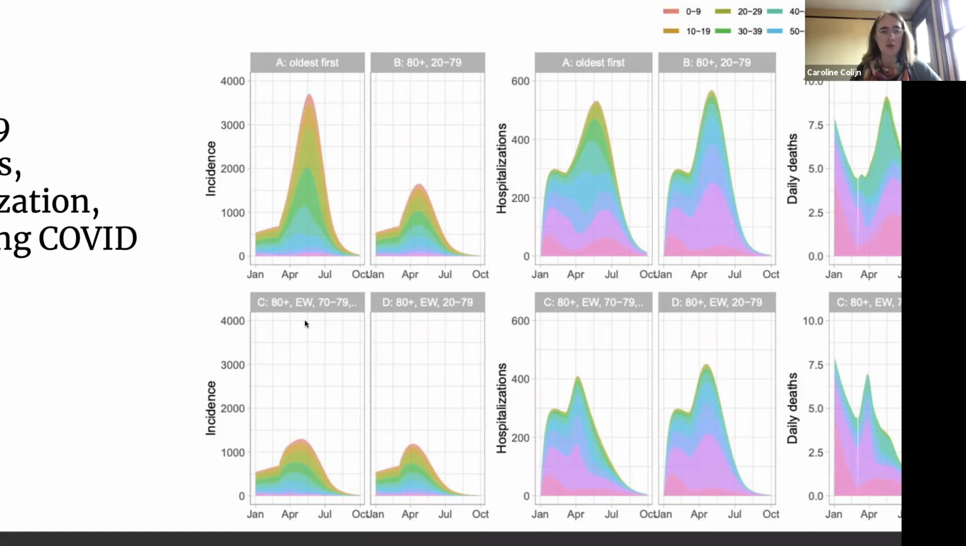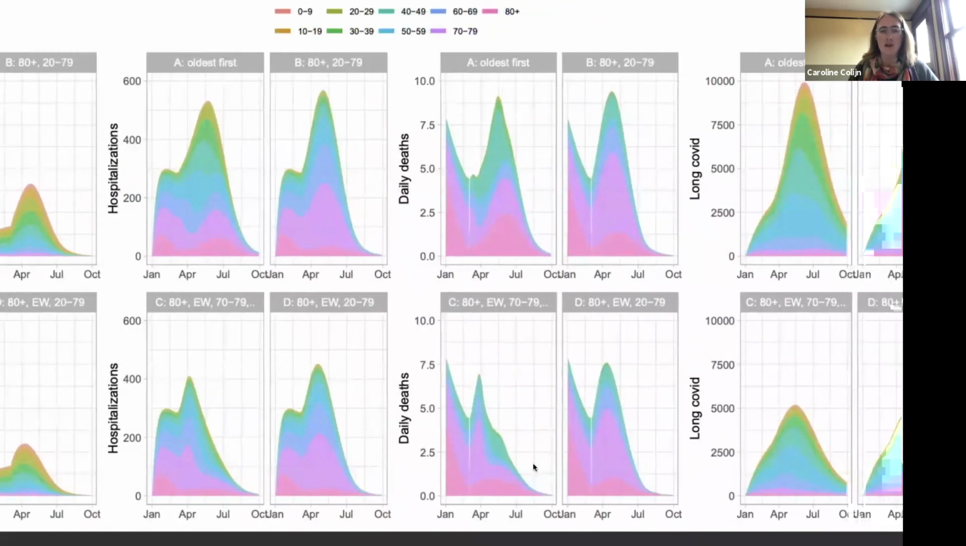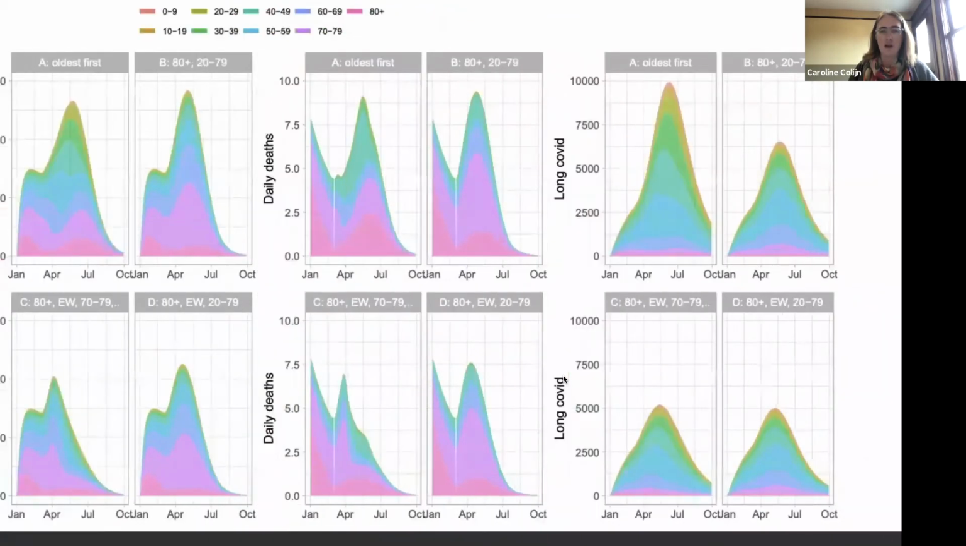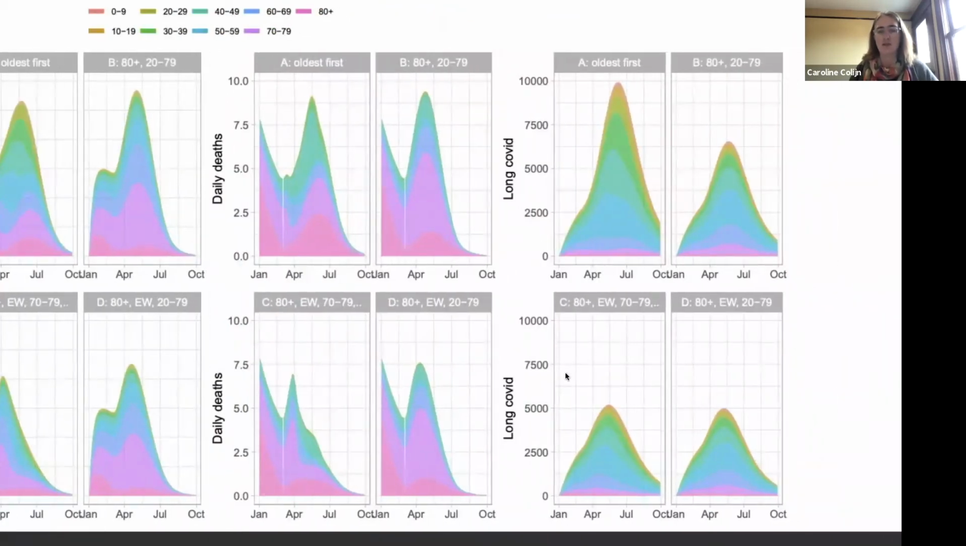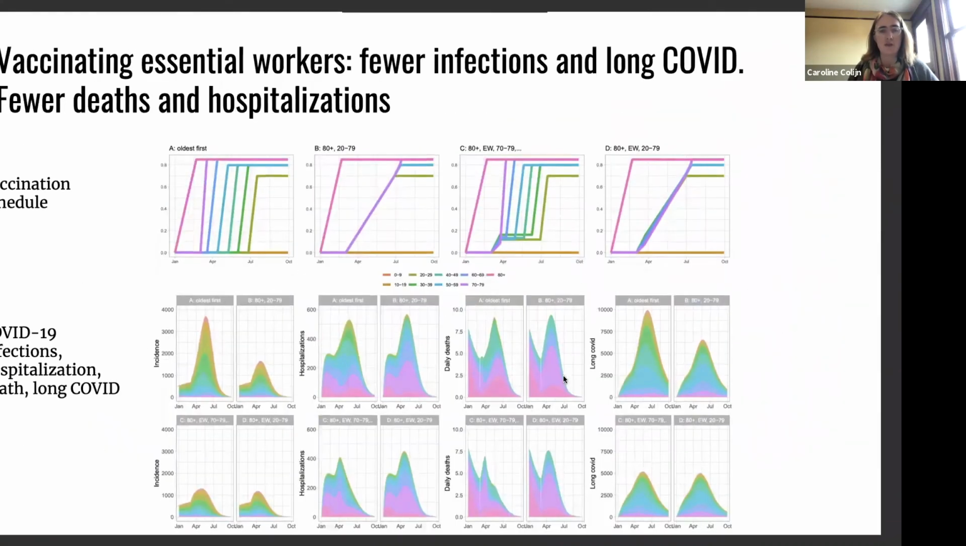If you put essential workers first, instead of this, you get a much lower incidence, continue the age rollout, and you don't pick up that excess hospitalization. You actually get fewer hospitalizations here than you did here when you just did oldest first. So what's happening is preventing transmission by preventing cases in essential workers has a cascading effect that actually benefits everybody. It benefits those in their 80s and 70s and everybody else because they're not exposed. Similarly for deaths, you get fewer deaths and, of course, fewer cases of long COVID. Okay, so that's kind of the punchline.